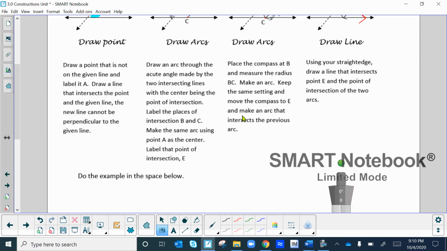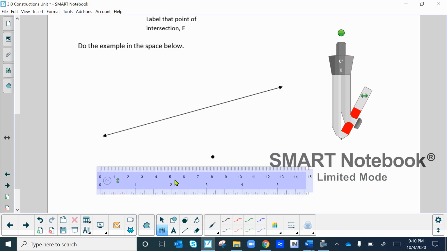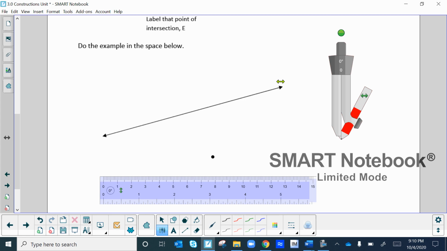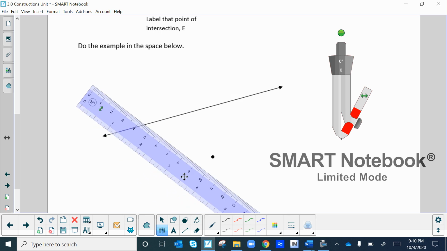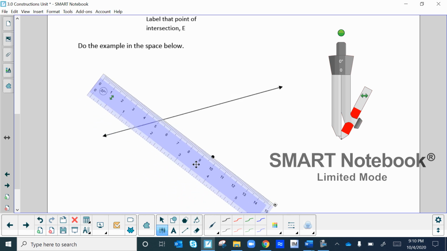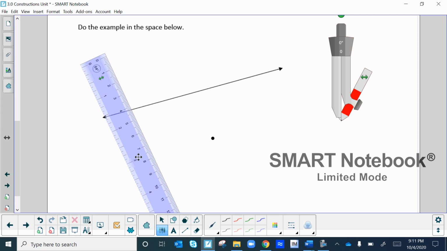So let's practice it down low over here. It says, do the example in the space below. So let's make some parallel lines. This is the line that we're going to make a line parallel to, and it has to go through this point. So the first step is to make that transversal, okay? And it can look however you want it to look. It doesn't have to be a certain way or a certain angle. It can be however you want.